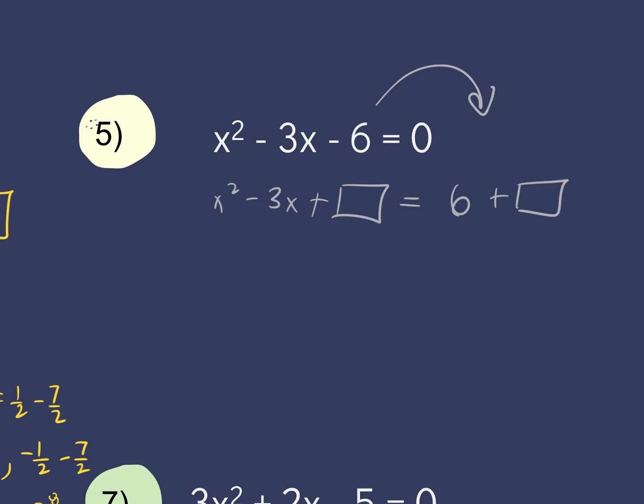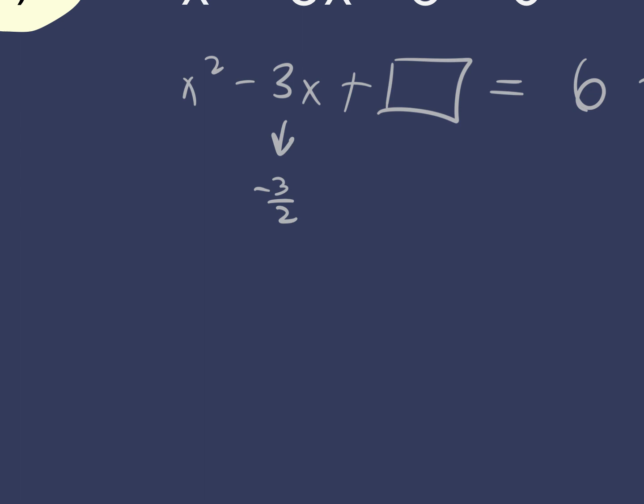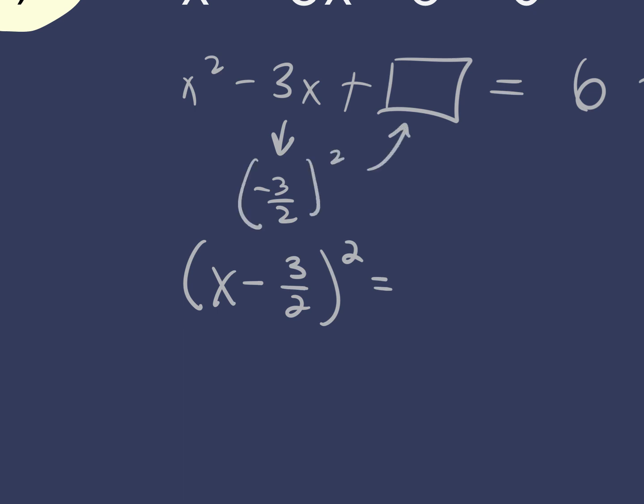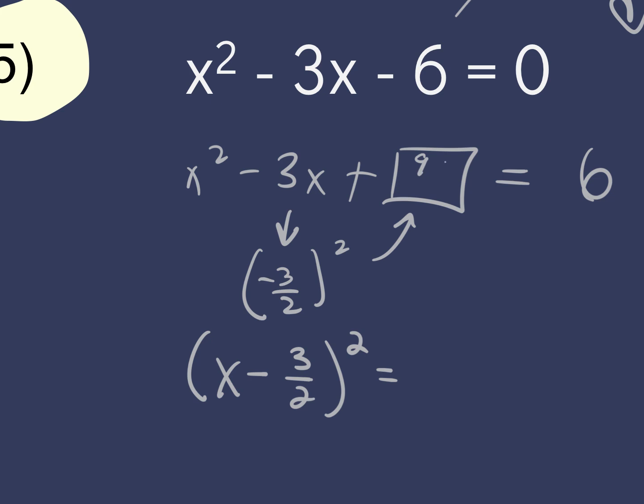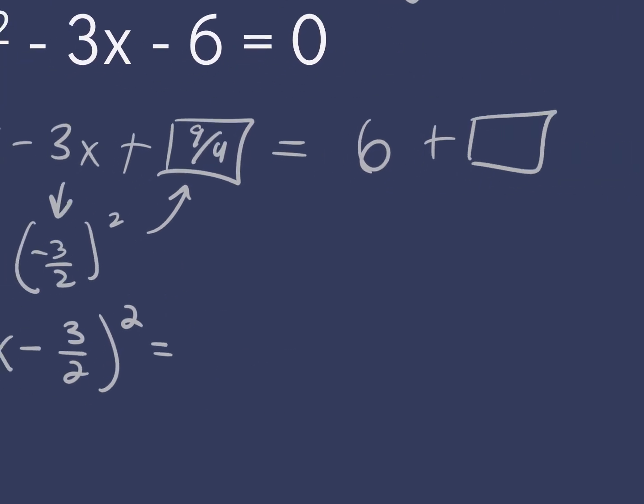So let's take our b term. What is my b term? It is negative 3. We're going to divide it by 2. Does that divide pretty? No. So my parenthesis over here is just x minus 3 over 2 squared. Equals, well, we have to square this number and put it right there in that box. What is negative 3 over 2 squared? 9/4. Good. So we're going to add 9/4 to both sides.